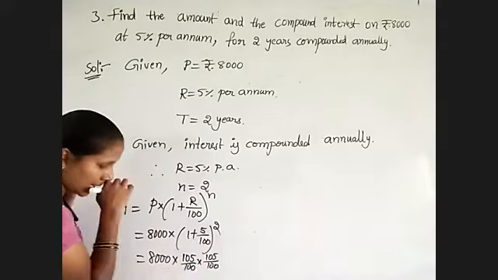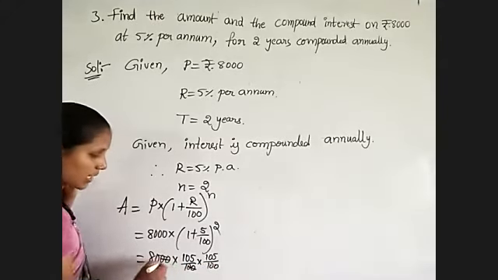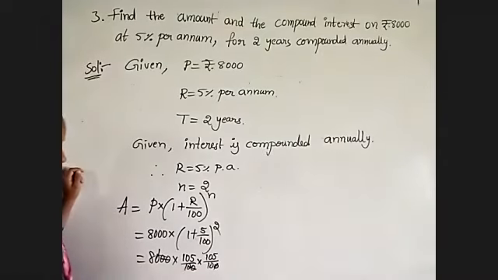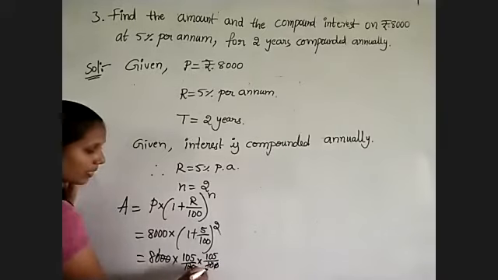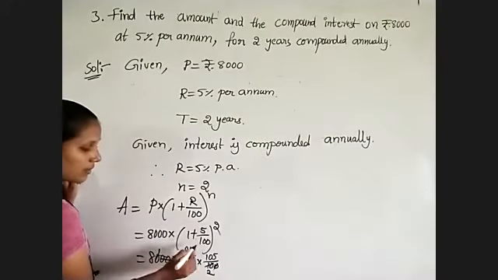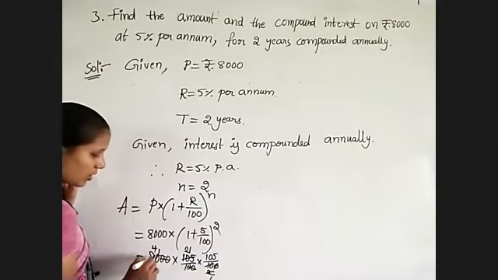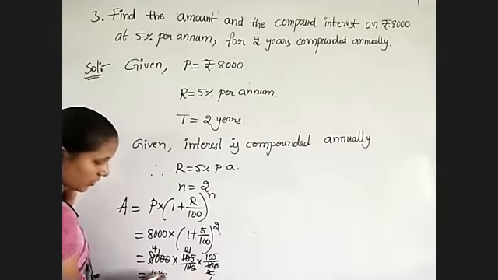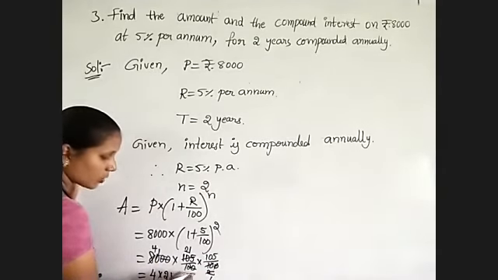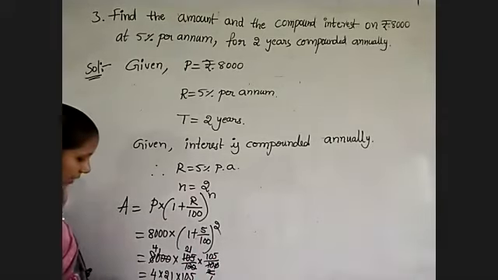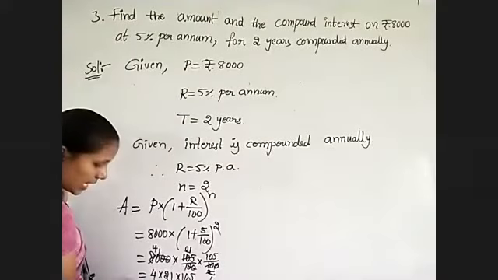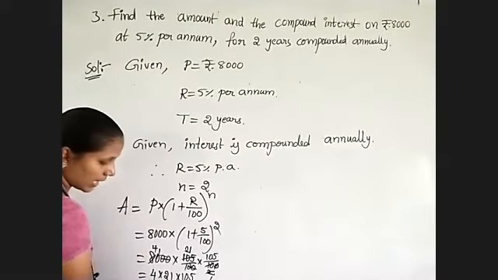So after the calculations, 2 zeros will get cancelled, 1 zero will get cancelled. After the calculations here, 5 twos are 10, 5 21s are 105, and 2 ones are 2, 2 fours are 8. So the remaining values are 4 into 21 into 105. Do the multiplication and write the answer directly. What will you get? That is equal to 8,820 rupees. If you have any doubt, just do the calculations. You will get the answer. 8,820 rupees.